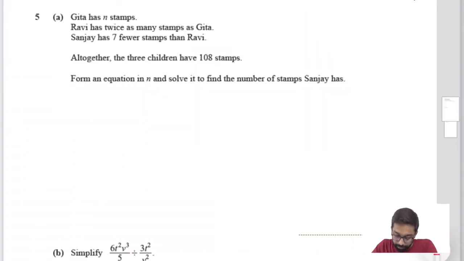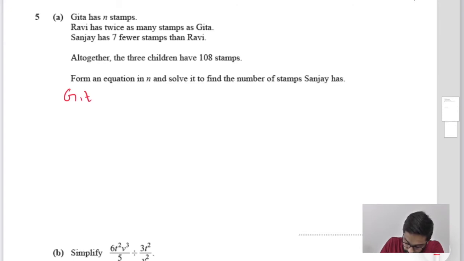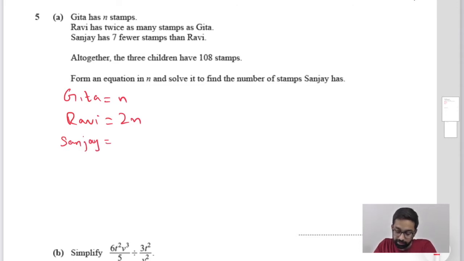So the question reads, Geeta has n stamps, Ravi has twice as many stamps as Geeta, and Sanjay has 7 fewer stamps than Ravi. So let's first write all of this information down at the bottom of the question. Okay, so Geeta has n stamps. Ravi has twice as many stamps as Geeta, that means 2n. And Sanjay has 7 fewer stamps than Ravi. That means you subtract 7 from 2n.